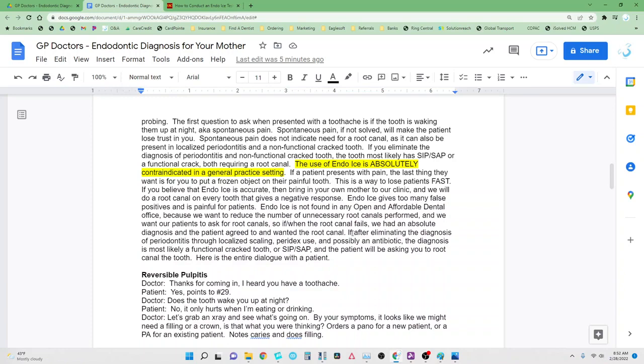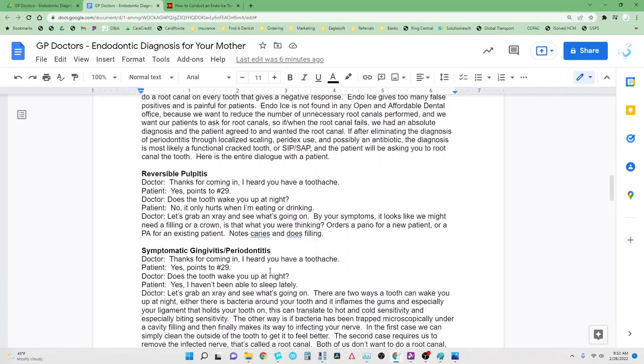Okay. If after eliminating the diagnosis of periodontitis through localized scaling or Paradex use and possible antibiotic, the diagnosis is most likely a functional cracked tooth or SIP-SAP, and the patient will be asking you to do a root canal on the tooth, okay? So that's what we want to get to. Patients asking you to do a root canal on the tooth. Because if it ever fails, they were the ones that asked you to do it. You never said, let's do a root canal on this tooth that doesn't hurt, okay?